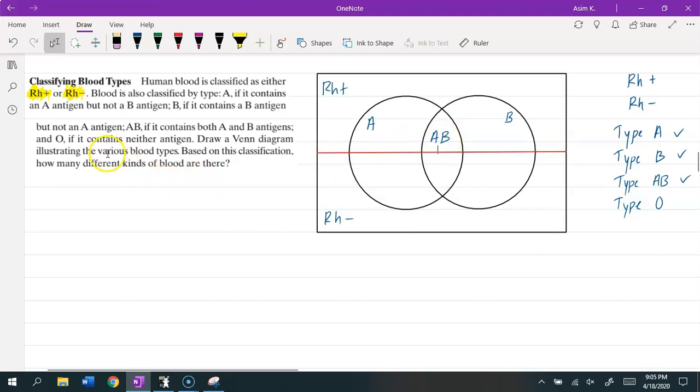And finally, the last thing that they had said is, O, it contains neither antigen. So where would O belong? O would be outside of the set, right? So I'm going to put O over here.